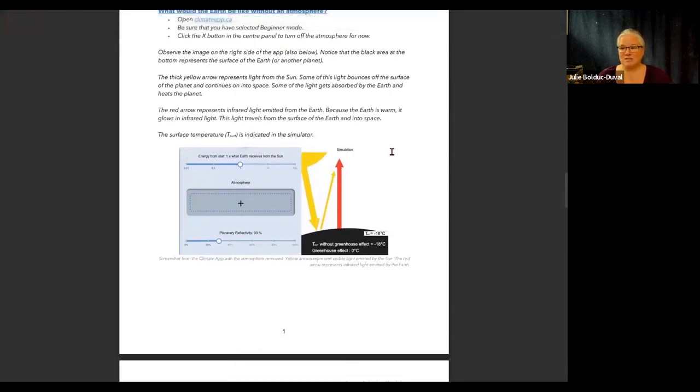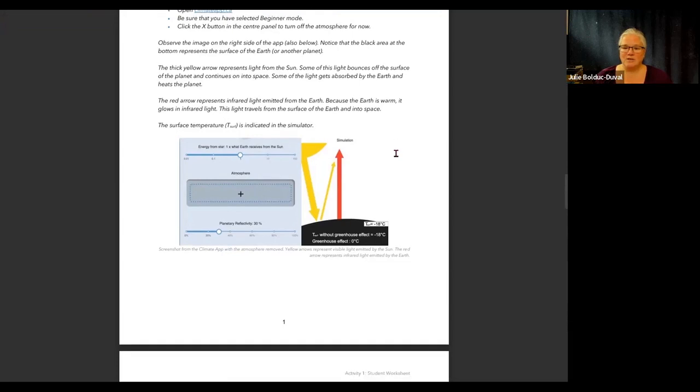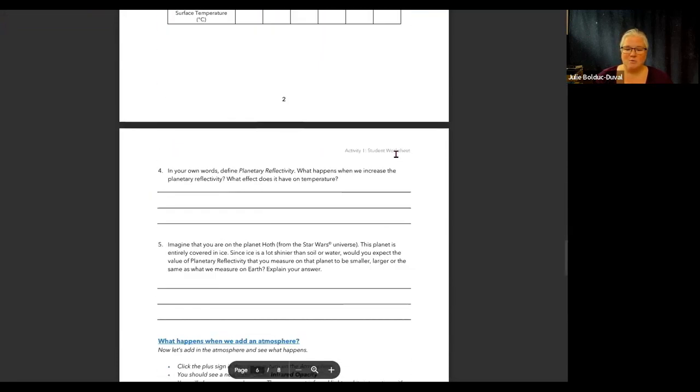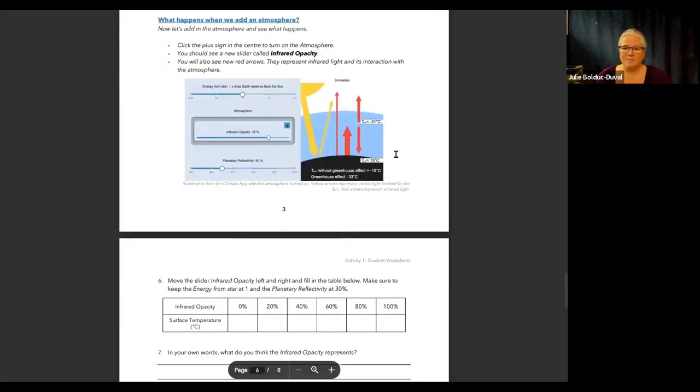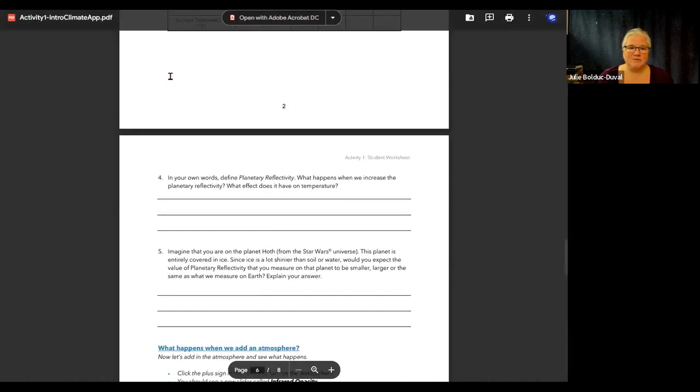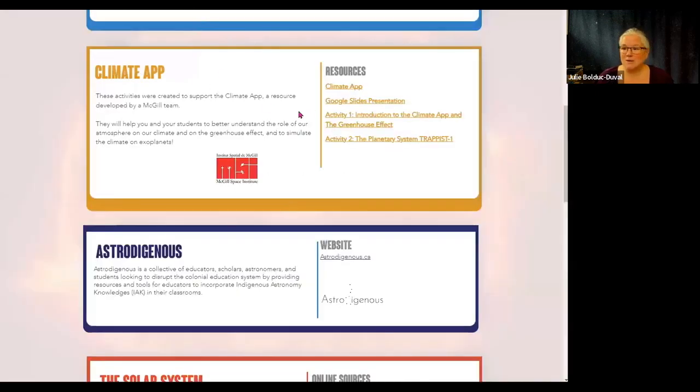Basically, this activity is mostly to play with the sliders, understand what it does, and understand at the end how we create the greenhouse effect on Earth, and what the temperature would be like on Earth without the atmosphere, with the atmosphere now, and what will happen as we burn more fossil fuels, that the infrared opacity increases. So that's the first activity. I explained it very quickly because this is similar to what I did in the demo.